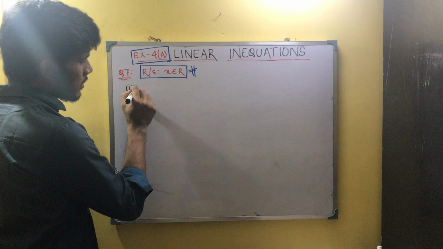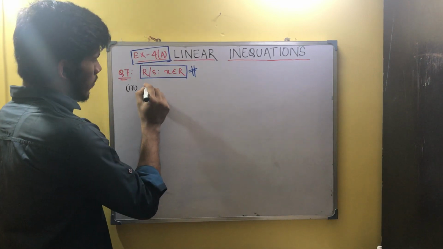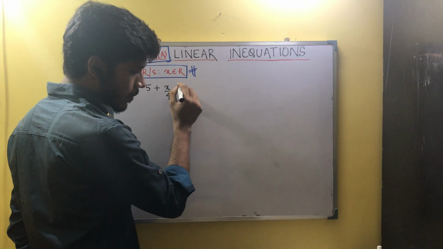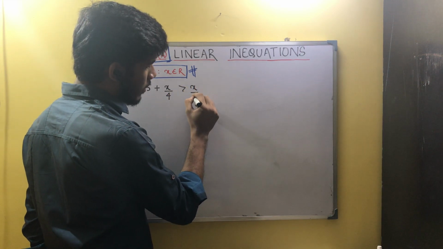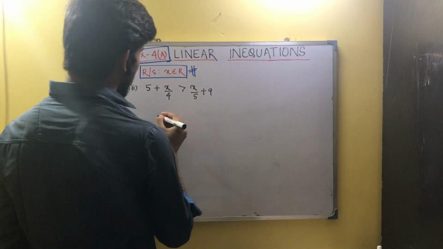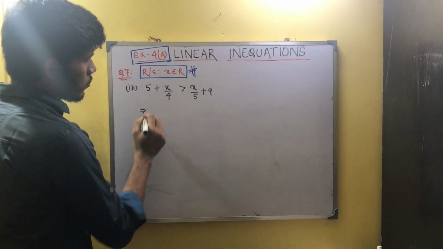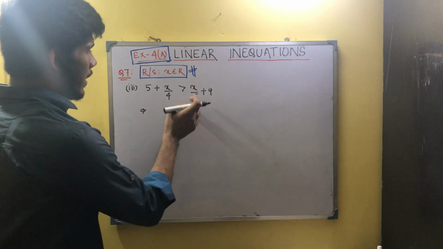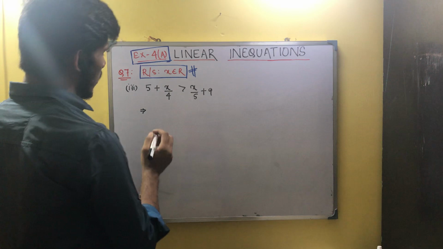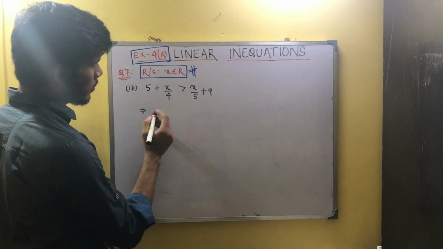Now the third part says 5 plus x by 4 is greater than x by 5 plus 9. Okay, alright, so let's solve this. Bring x by 5 to the one side and take the constants to the other side.